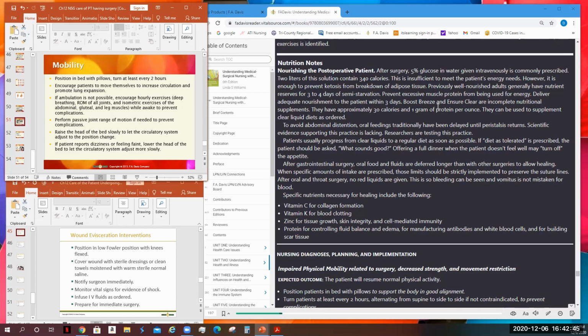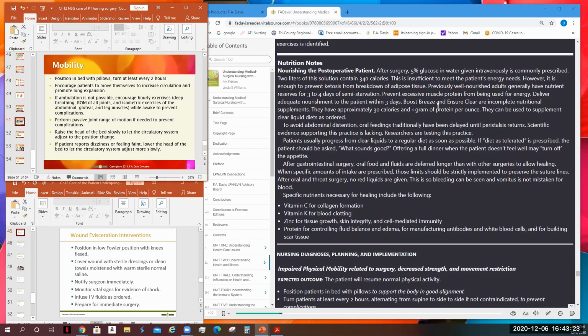Previously well-nourished adults generally have nutrient reserves for 3 to 4 days of semi-starvation. Prevent excessive muscle protein from being used for energy. Deliver adequate nourishment to the patient within 3 days. Boost, Breeze, and Ensure Clear are incomplete nutritional supplements. They have approximately 30 calories and 1 gram of protein per ounce. They can be used to supplement clear liquid diets as ordered.